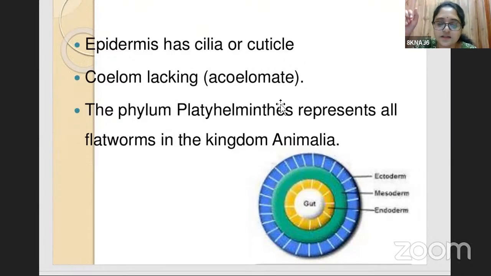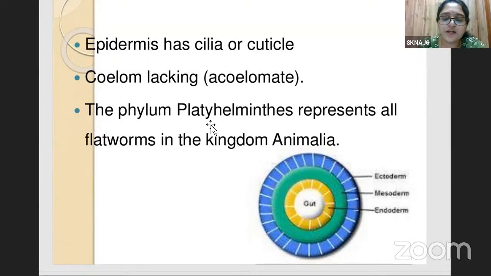Again, the digestive system is not complete. It only has a mouth, a pharynx, and intestine. There is no anus. In some species, the digestive system is completely absent, as in the case of tapeworms. Now, you do not have respiratory or circulatory systems present, and the excretory system has protonephridia or flame cells and excretory canals. We'll get to that in some time.